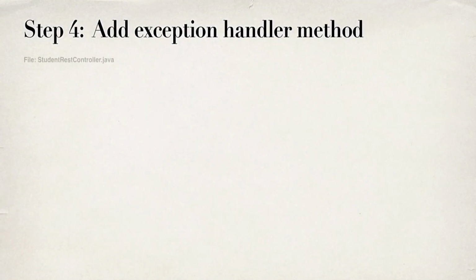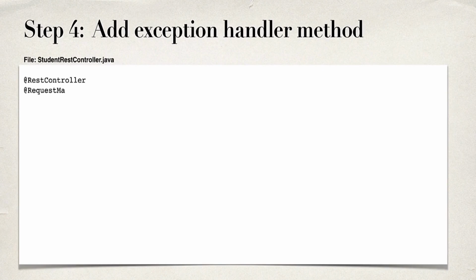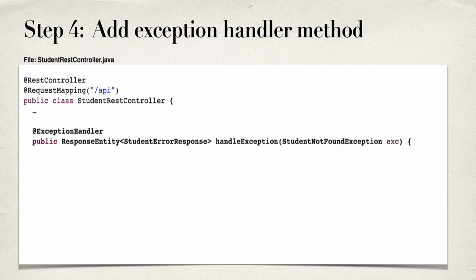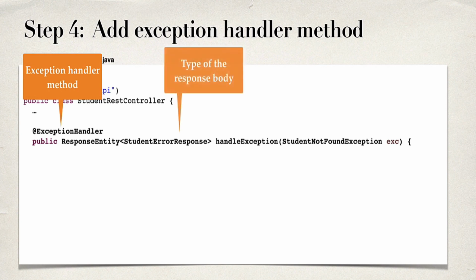So we'll add the exception handler method here. I'll spec out the basic coding for it. I'll make use of the @ExceptionHandler annotation, so we're saying this method we're writing is an exception handler method. Then we also specify the type of the response body. So we have ResponseEntity, and in brackets, StudentErrorResponse. That's the type of data we're going to pass back in the response body.